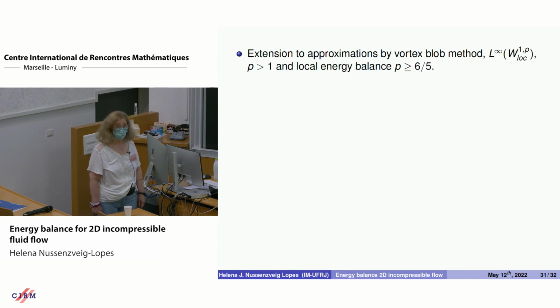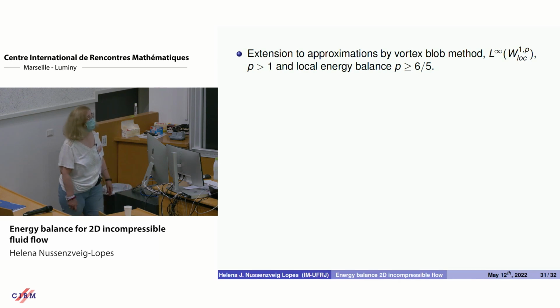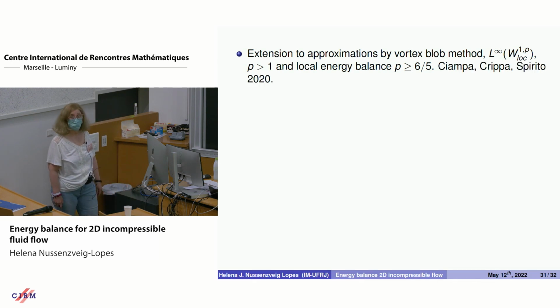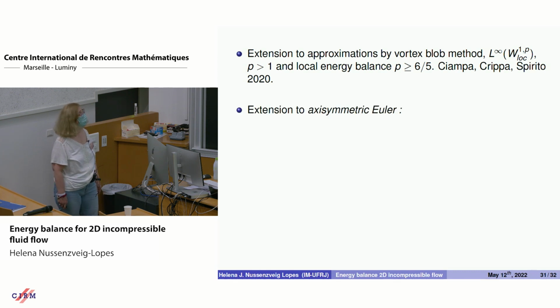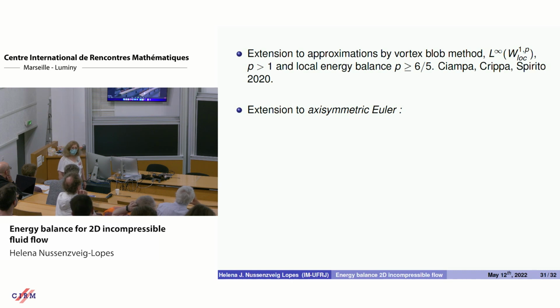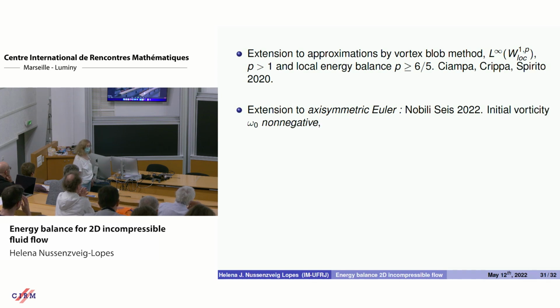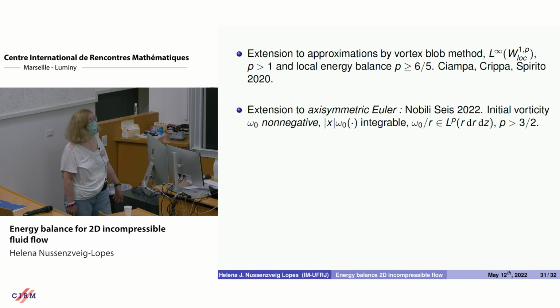And you have local energy balance if you're in L^p for any p greater or equal to 6/5. This is work from 2 years ago by Ciampa, Crippa, and Spirito. It's also been extended to the axisymmetric case by Camilla Nobili and Christian Seis in a paper published this year. I think it's earlier work, but it was published this year. They showed that if the initial vorticity is non-negative and first moment is integrable, and if this axisymmetric vorticity is in L^p for p larger than 3/2, then you have conservation of energy. p greater than 3/2 is somewhat unsatisfactory, as that 6/5 should be the right exponent.